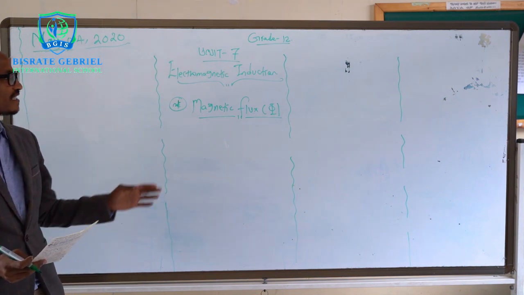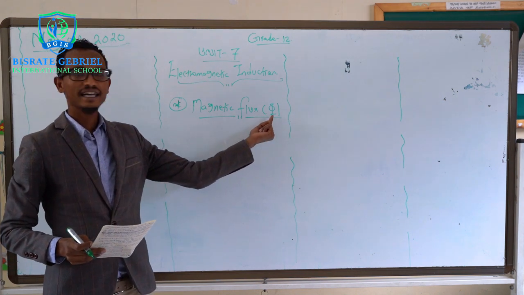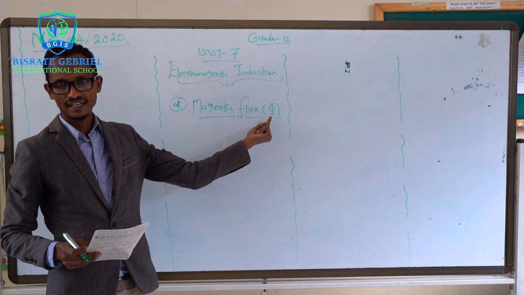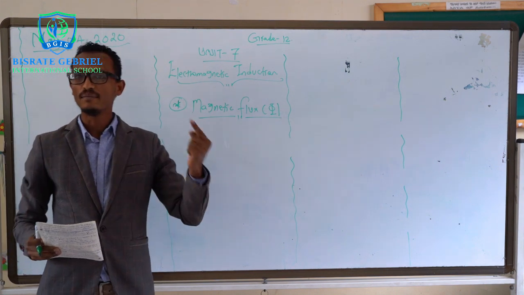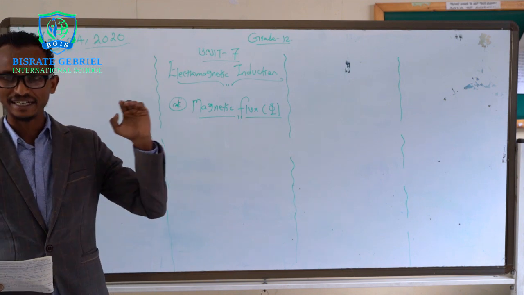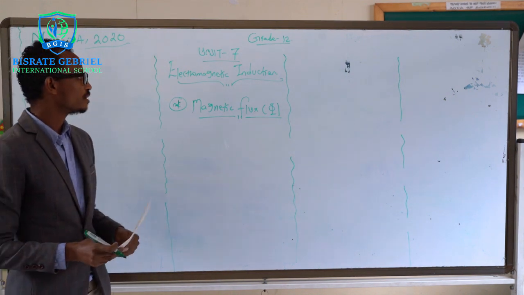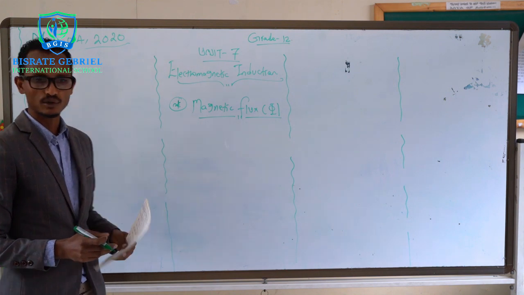Okay, magnetic flux is usually denoted by a Greek letter, and the name for this letter is phi. Magnetic flux is a measure of the amount of magnetic field lines that cross or penetrate the region of area A. To understand the concept of magnetic flux, let's consider the following situation.